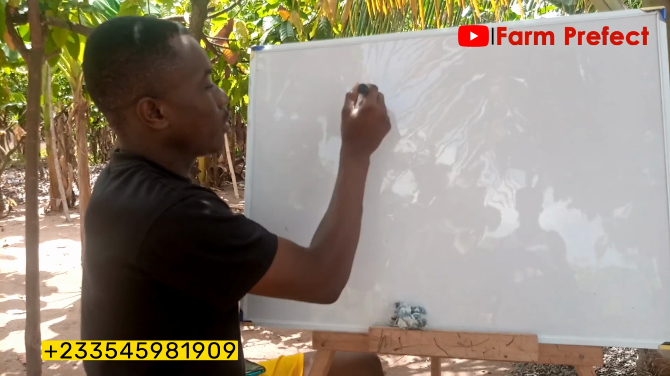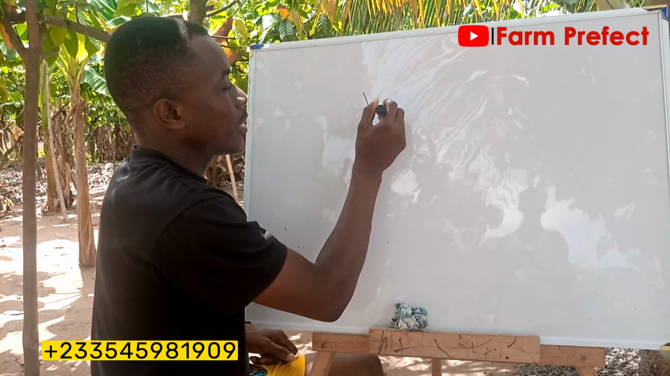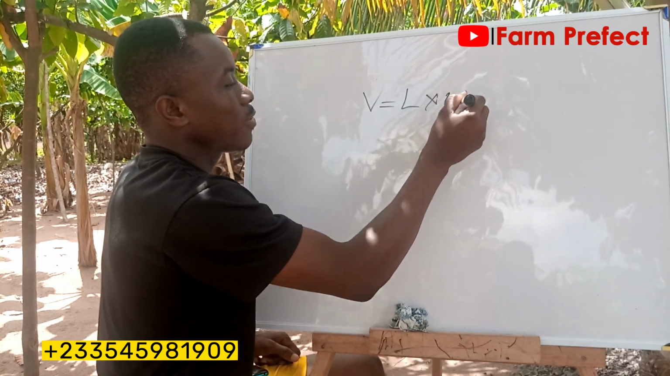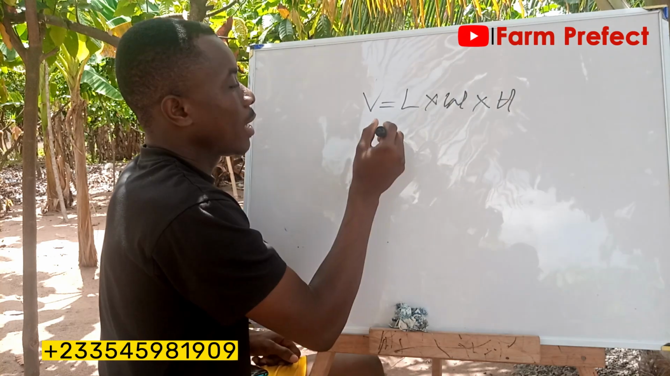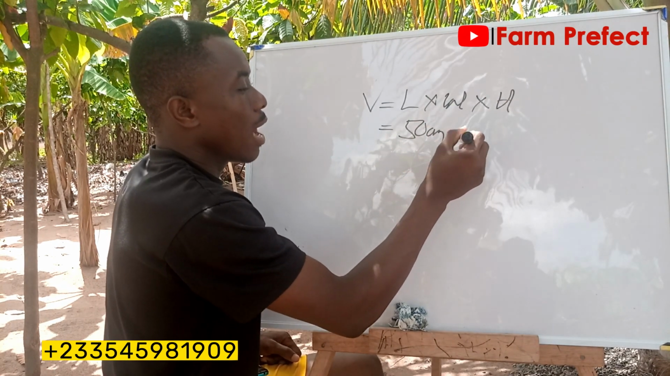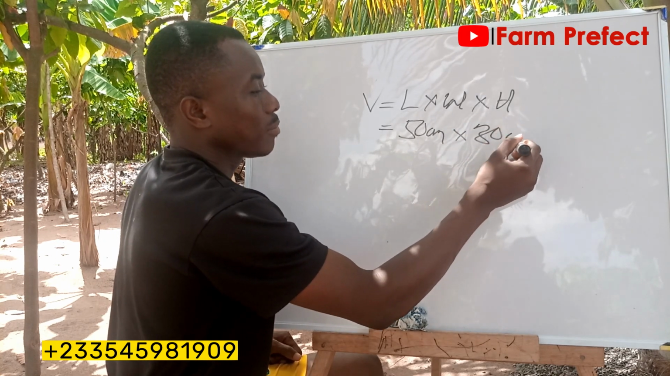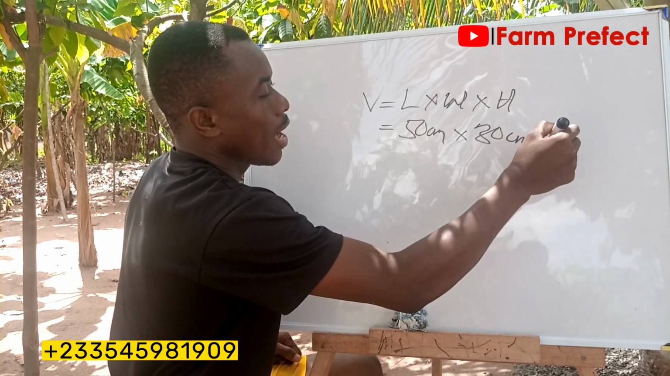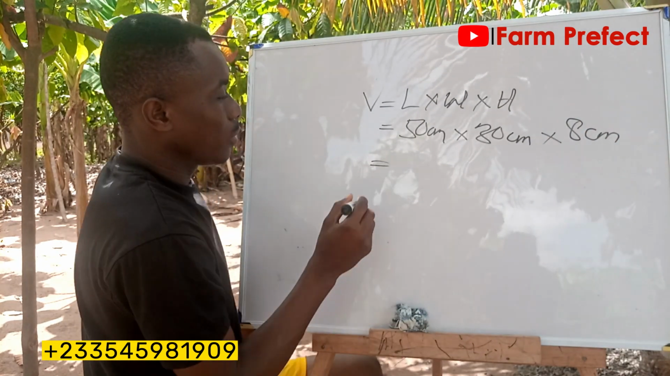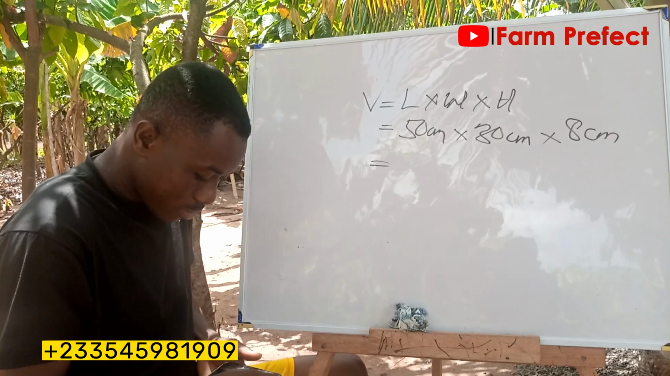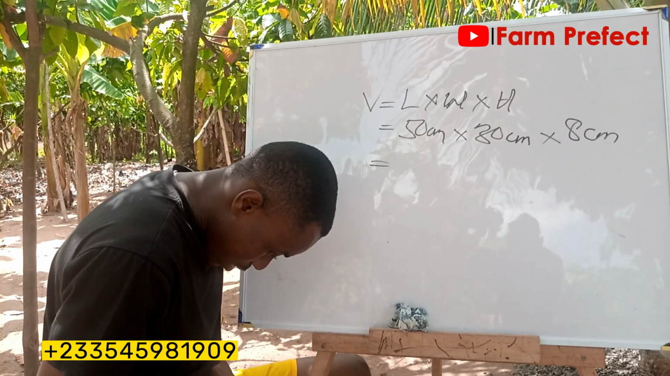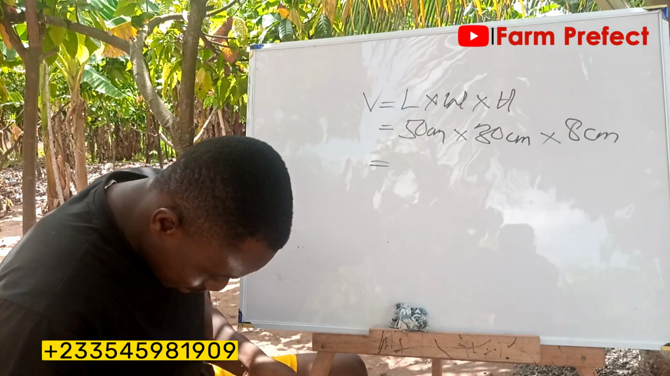So where we were was the volume equal to length times width times height, and then we said that our length is 50 cm, our width was 30 cm, then our height 8 cm. All right, now let's do this. We just have to multiply, do the multiplication.